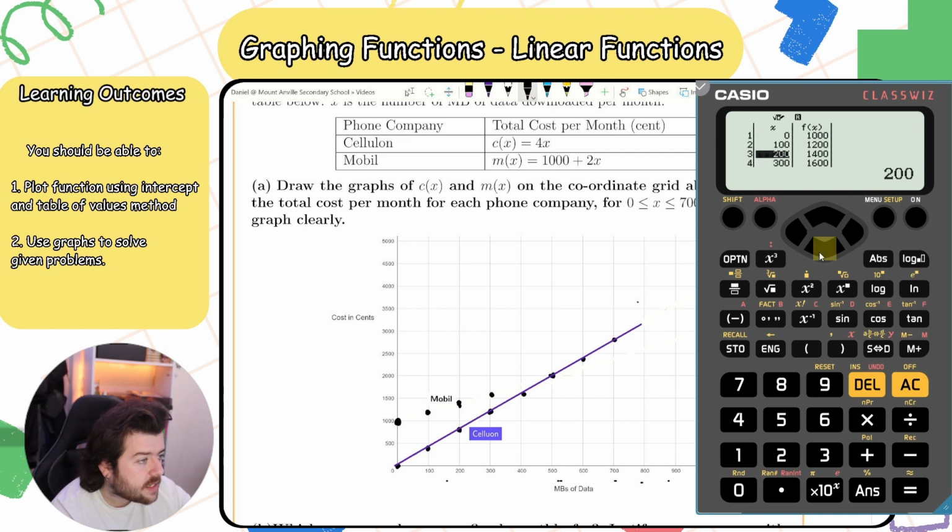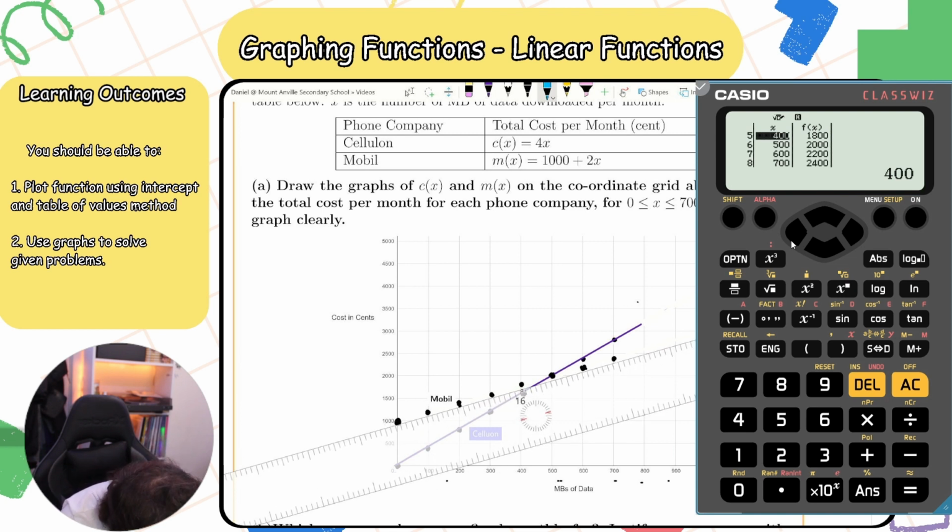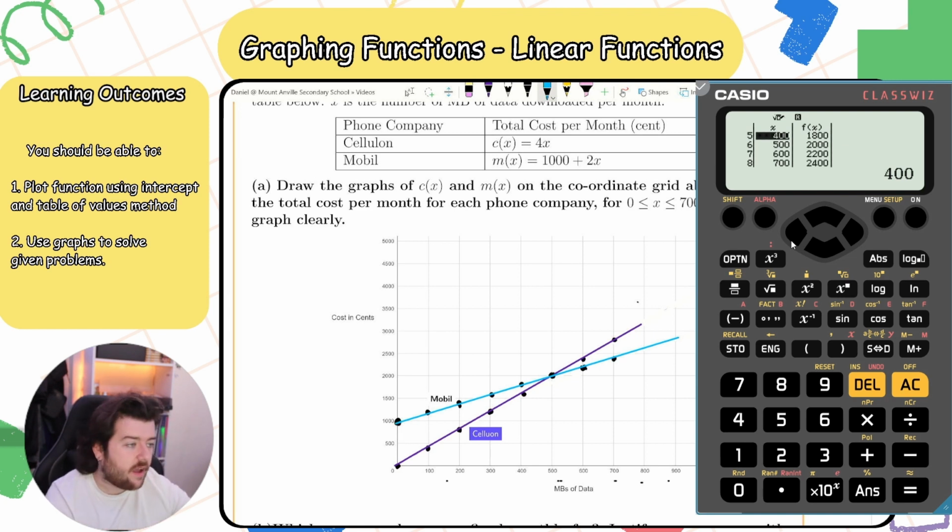My other points now. 400, 1800. 500, 2000. 600, 2200. Right there. 700, 2400. So when x is 700, my y value is 2400. Right. Plot these out. So mobile, I'm going to use a little blue. And there. Right, so I plot out my points here.